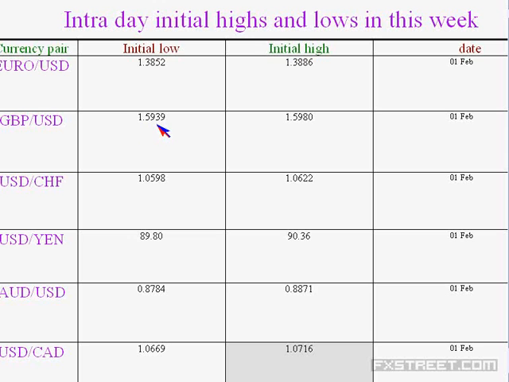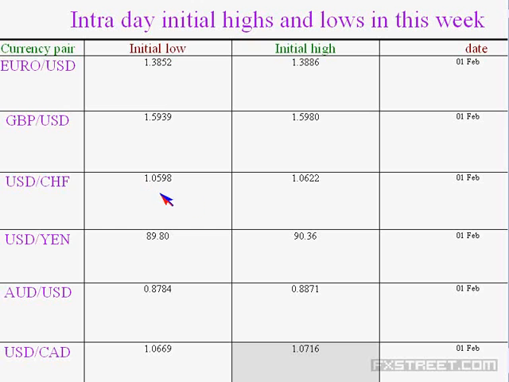In the case of GBP, they formed the initial low as 1.5939 and subsequently formed a low of 1.5938 by cutting the low by 1/5. Currently trading around 1.5944. So you can understand that as a brief downward stop. The high is intact at 1.5980. In the case of USD CHF, the low is 1.0598 and the high is 1.0622, they are intact. And Japanese yen 89.80 and 90.36, they are intact.